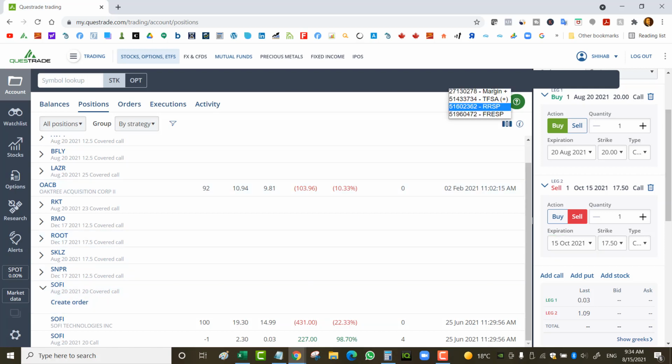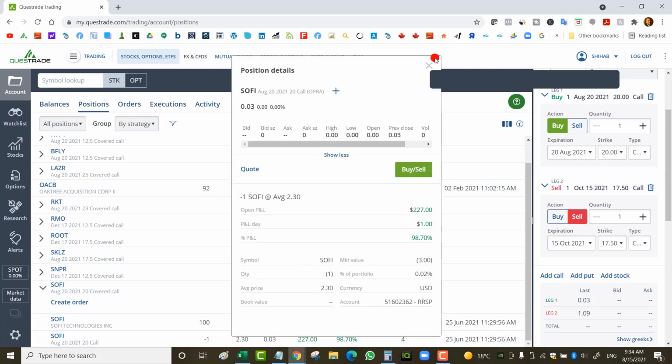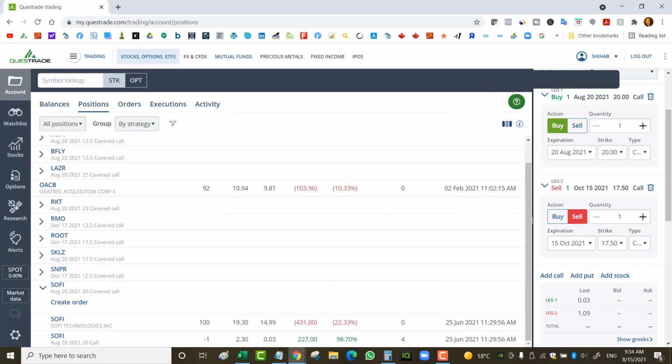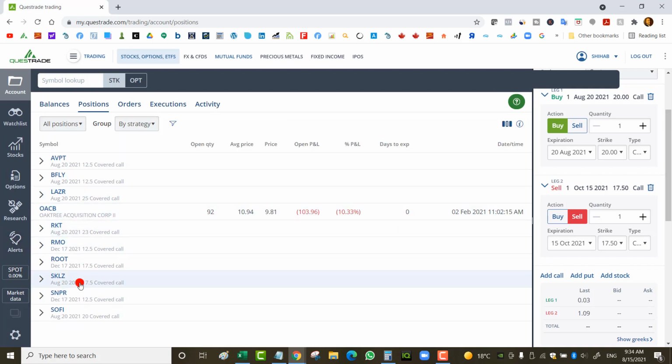We'll see. I think I'll just wait till August 20th when this one is worth 3 cents. So I can buy back for nothing, but I could just let it expire worthless and then decide which call to sell next. But I'm definitely going to be selling calls. I'm not just going to be buying and holding.